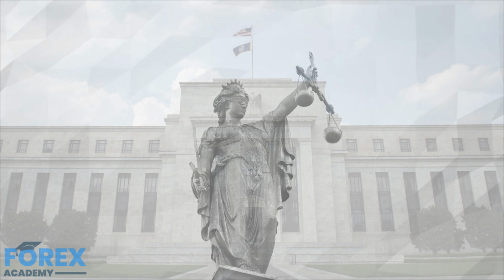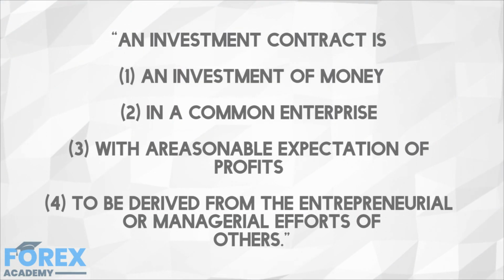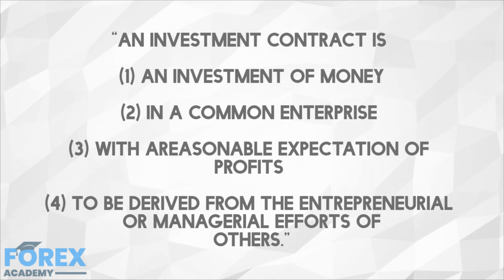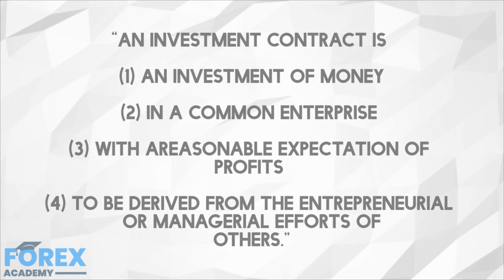ICOs will be considered a security if they fall under the definition of an investment contract, the SEC stated. This definition comes from the Howey test, which stated that an investment contract is an investment of money in a common enterprise with reasonable expectation of profits to be derived from the entrepreneurial or managerial efforts of others. Tokens that pass this test by qualifying for all of the attributes are security tokens. If they fail the test, they are utility tokens.